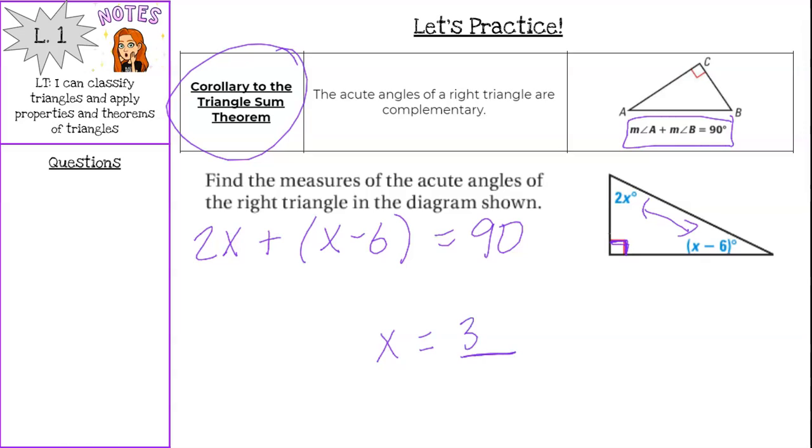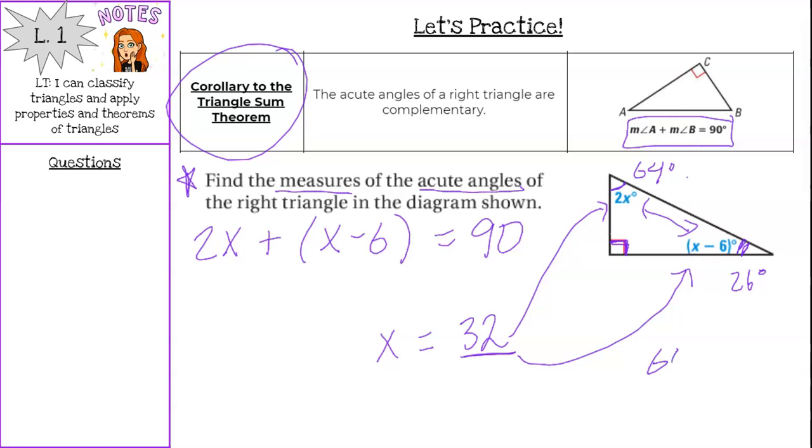All right, you should have gotten that x equals 32. Now we're not done, because the question asks us to find the measures of the acute angles. So we want to know the measure of this angle and the measure of this angle. We can plug 32 in for x here. 2 times 32 is 64, so this angle would be 64 degrees. And plug 32 in for x here: 32 minus 6 is 26 degrees. You can always check: 64 plus 26 is 90. And it is, so we did the problem correctly.